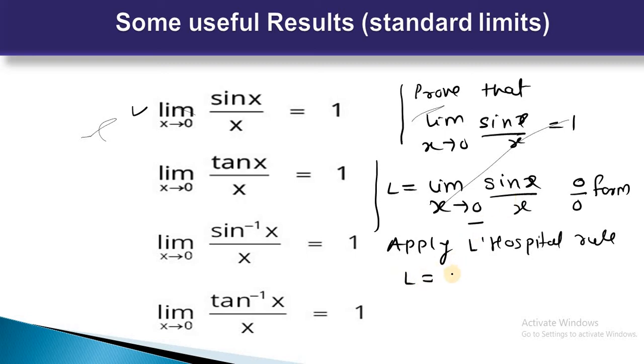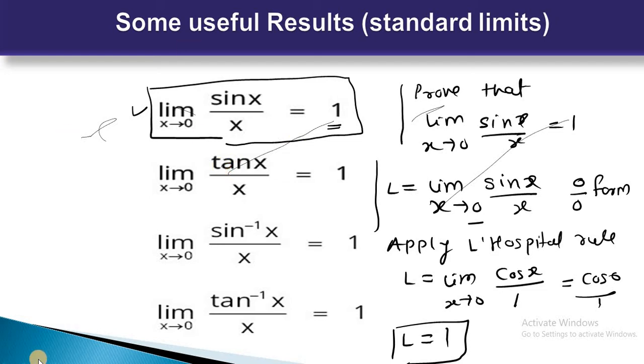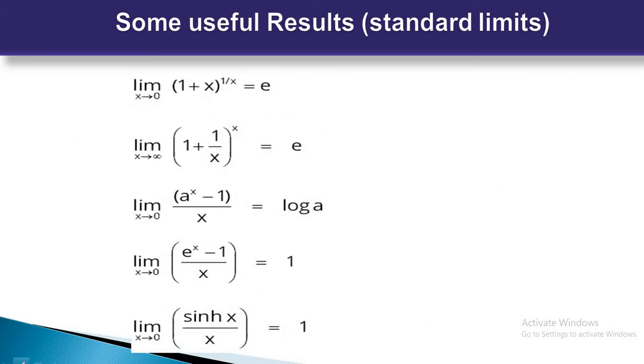In this way, L is equal to the limit as x tends to 0 of the derivative of the numerator, the derivative of sin x, which is cos x, upon the derivative of x, which is 1. So cos 0 is 1 upon 1, and the value of the limit is 1. Therefore, by using L'Hospital rule, we prove that the limit of sin x upon x as x tends to 0 is always 1. You can prove the remaining results as an exercise, and we use all of these as standard results. Similarly, we use these results also.